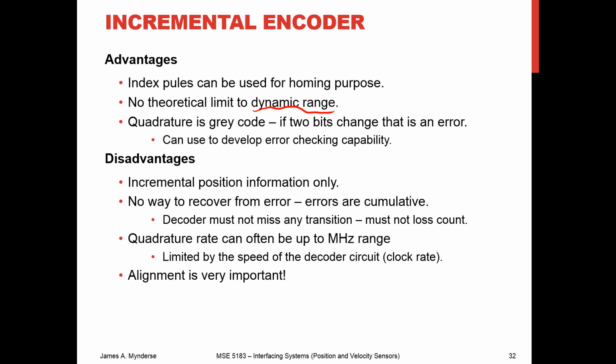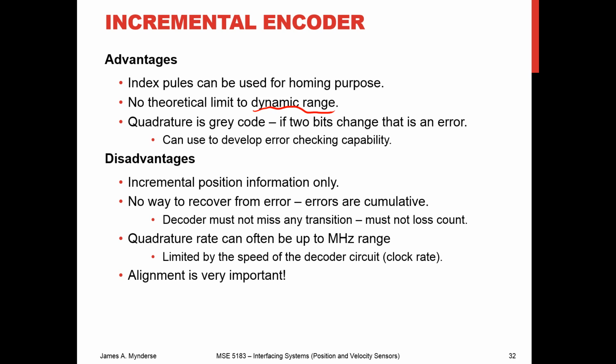And this is, I mentioned, no way to recover from error, but this is position information only. We only know position from this. We could differentiate it, but there are problems associated with online differentiation in terms of introducing noise. There's no way to recover from error because, again, there's typically no index. If you have an index, it's only going to be for one position. So if you lose count, you've lost your data completely, and it's very fast.